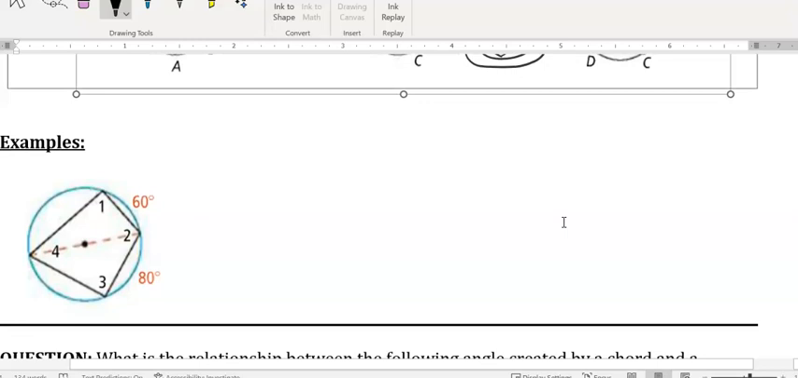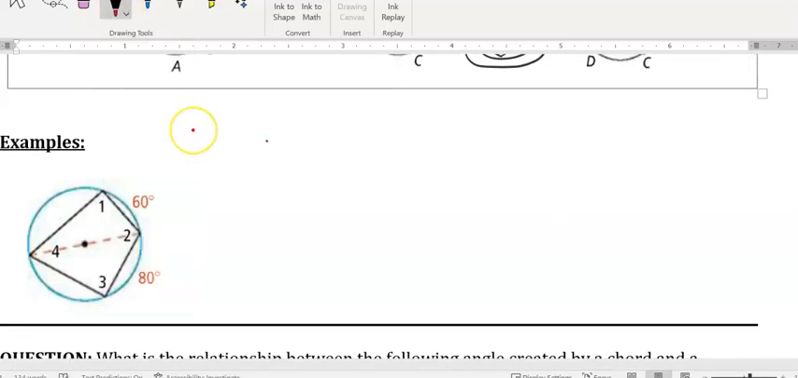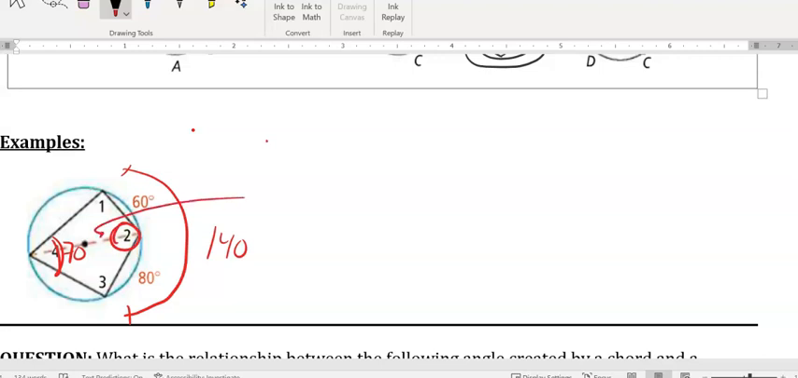Let's do an example. So on here, let's do the easiest part that we can. Actually, you guys choose. Do you want to solve for 1, 2, 3, or 4 first? Doesn't matter. 4? Okay. So this is 140 degrees. So angle 4 is going to be how many degrees? 70. We know that this angle must be supplementary to the 70. So how many degrees is that going to be? 110.